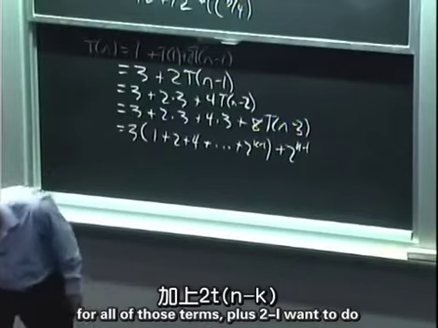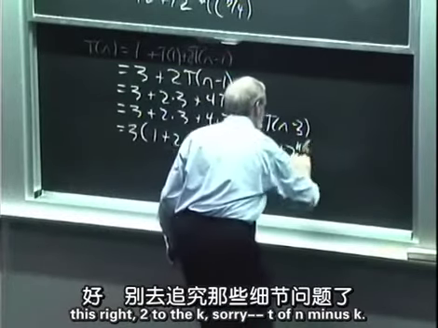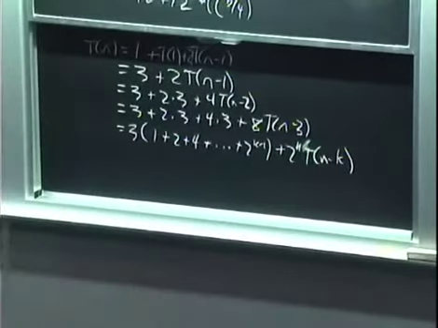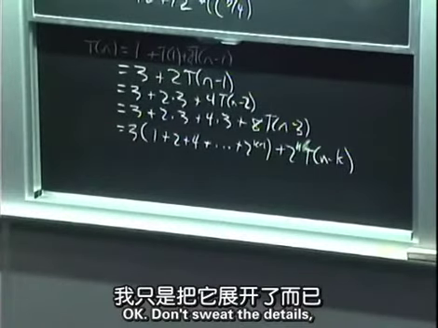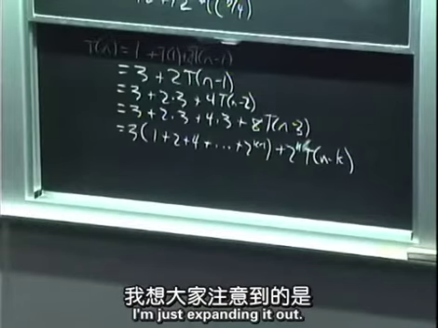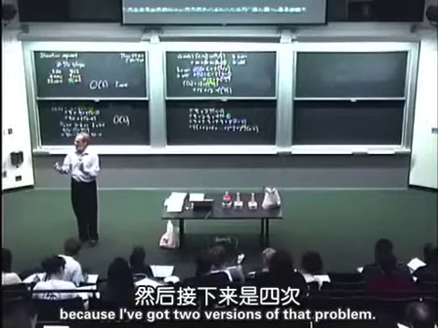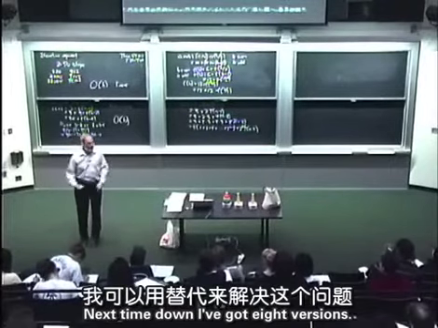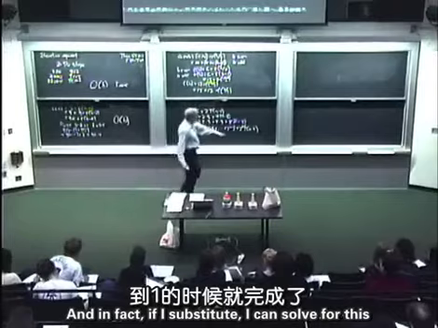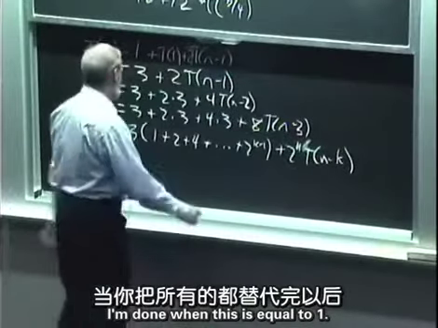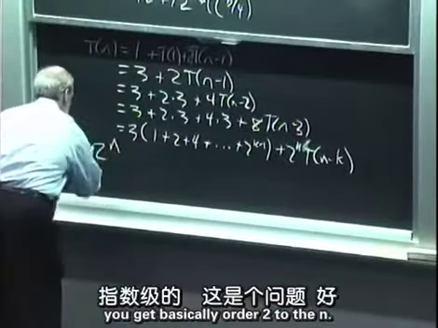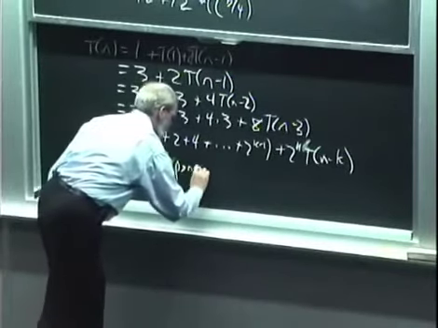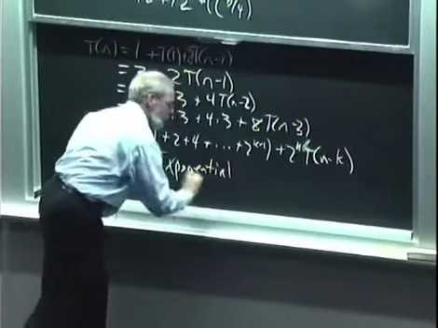But basically, if I do this, I end up with 3 times 1 plus 2 plus 4, up to 2 to the k minus 1 for all of those terms, plus 2 to the k, t of n minus k. Again, don't sweat the details. I'm just expanding it out. What I want you to see is because I've got 2 versions of that problem, the next time down I've got 4 versions. The next time down I've got 8 versions. And in fact, if I substitute, I can solve for this. I'm done when this is equal to 1. If you substitute it all in, you get basically order 2 to the n. Exponential.